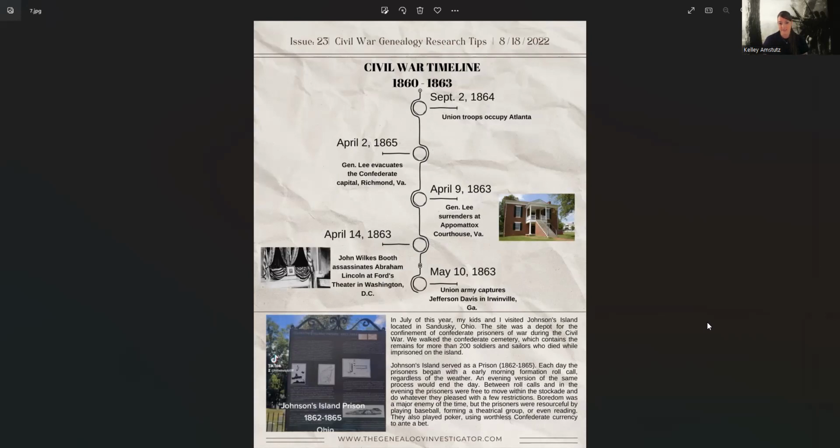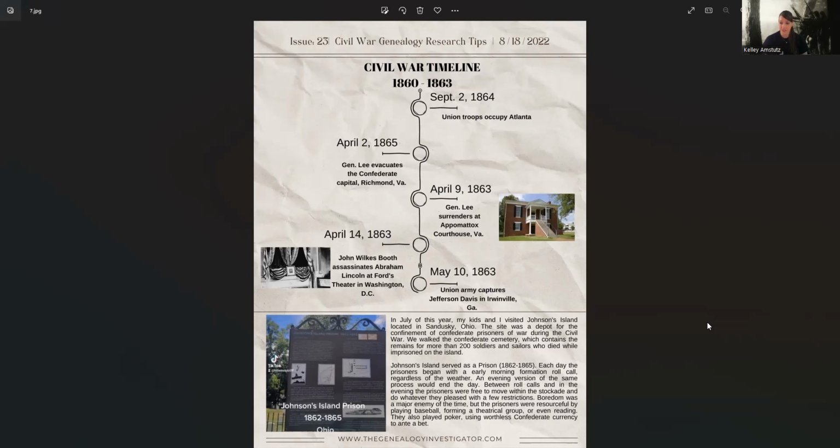John Wilkes Booth assassinates Abraham Lincoln at Ford Theater in Washington, D.C. This is April 14th, 1865. So my date is incorrect. I apologize. The Union Army captures Jefferson Davis in Irwin, Georgia, May 10th, 1865.